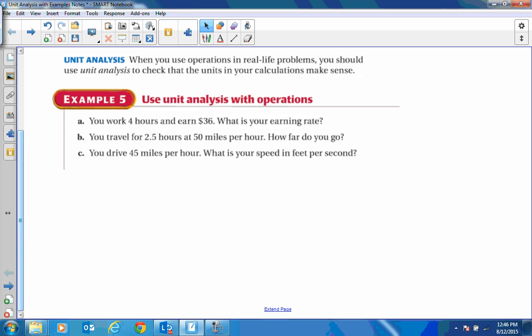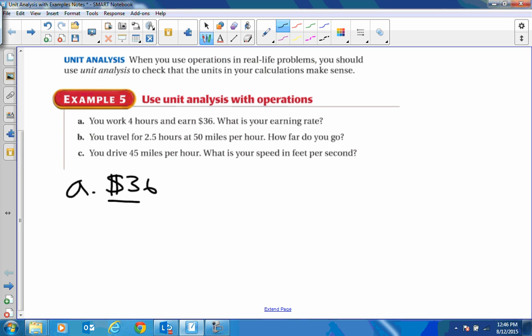So the first one, you work 4 hours and earn $36. What is your earning rate? That's a pretty easy one. Your earning rate is dollars per hour, so you want to put your dollars on top. $36 over 4 hours, which equals, what's 36 divided by 4? 9. So it'll be $9 per hour. And that's how you write that, pretty easy.